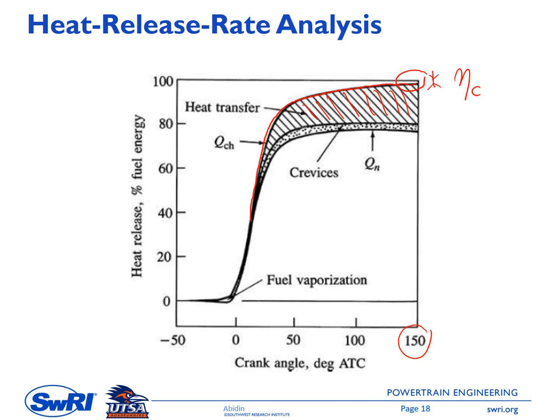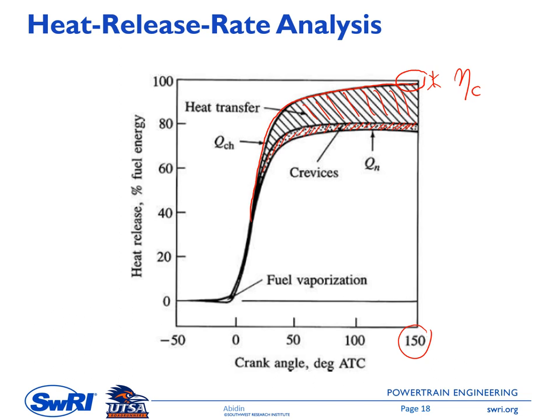This is showing the portion of the wall heat transfer. So it can be about 10 to 15%. And then the next one here is the portion of the heat loss going into the crevice, and then it will go to the crankcase in terms of the blow-by.